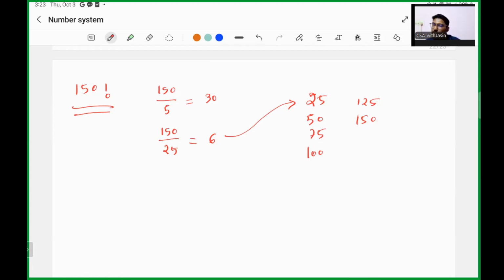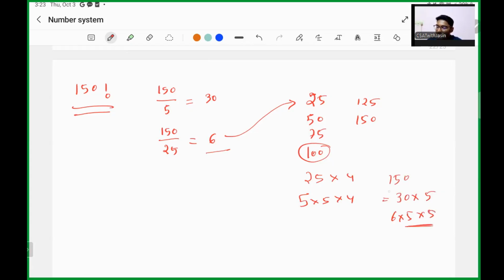Why? That means there is one more 5. So which 5 did you miss? No, 100 is okay. 100 is actually 25 into 4, that is 5 into 5 into 4, so there are only two 5s in 100, and you have already counted it. Not 150 either, because 150 is 30 into 5, that is 6 into 5 into 5, so there are only two 5s inside 150. That also you have counted.